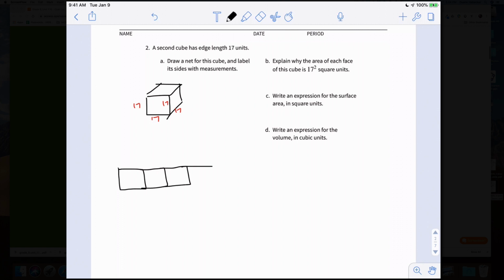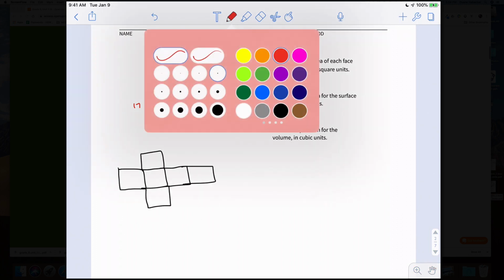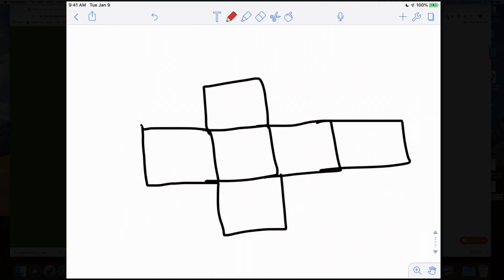Here's my 4, and there's my cube. There's my top, there's my bottom, and these are wrapping around the cube. All right, and then it says to label. So we know that all of these edge lengths are 17, etc.